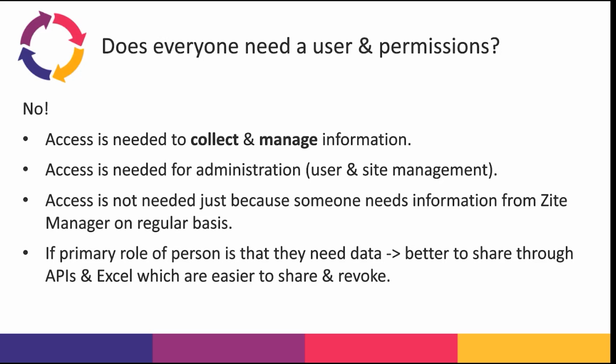If people need data, it can be much easier to share this through APIs and through Excel. This can be really easy to set up, and you can have a conversation with the person to get an understanding of what data they require. It can be very easy to set up an API, so they'll have direct access to what they need from Zeit, and they don't actually have user access to Zeit itself. So it's really important to keep that in mind and consider whether you need to set up a user profile for someone or whether it's easier just to provide them with access to data.